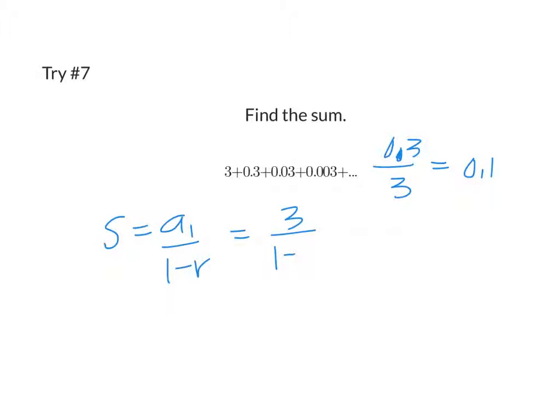And I could do the same thing for another one, right? I could do 0.03 divided by 0.3, and you would still get 0.1. So then that comes down to 3 over 0.9. And 3 divided by 0.9 is approximately 3.3 repeating. So our sum is 3.3 repeating.